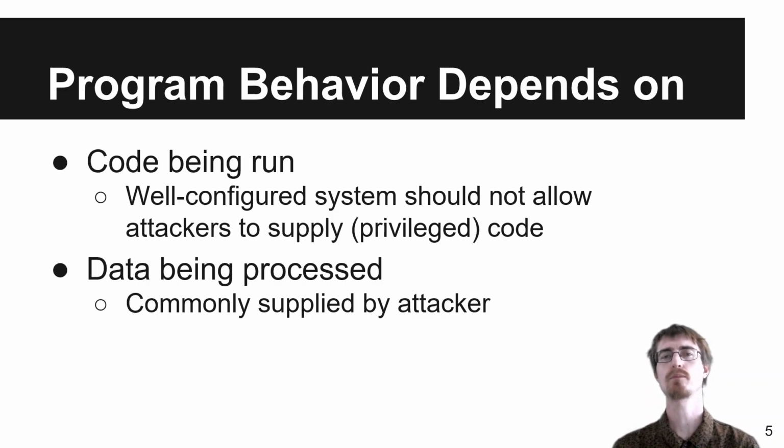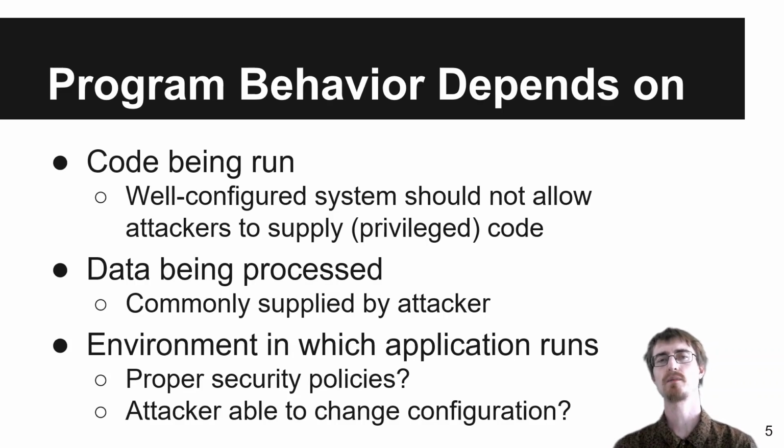However, this is not the only thing. The data being processed is also critical for the way the program behaves. And this part is often supplied by the attacker. So let's say you're attacking a web server. Then you're sending an HTTP request. This is the data processed by the web server. And this gives the attacker some extent of control over the program. And very, very often, exploiting a program comes down to injecting the right data, or exploit.